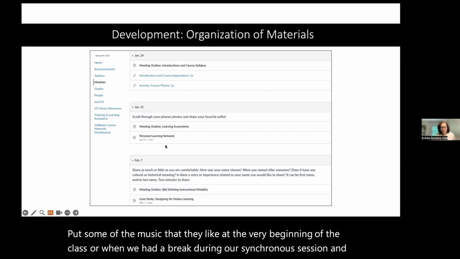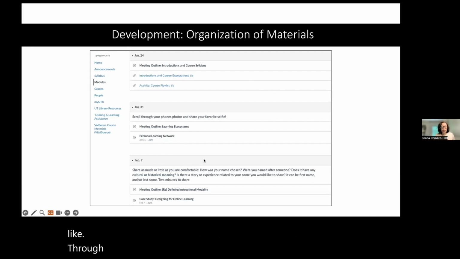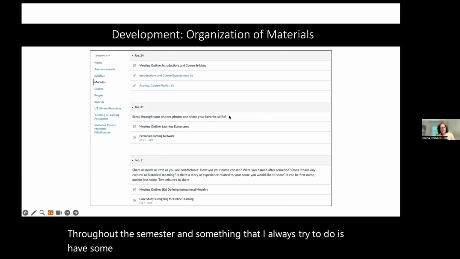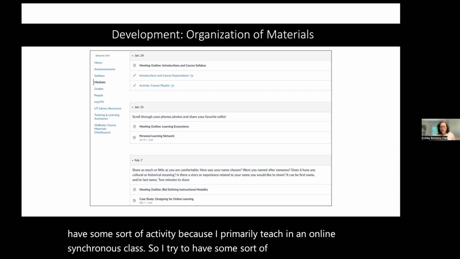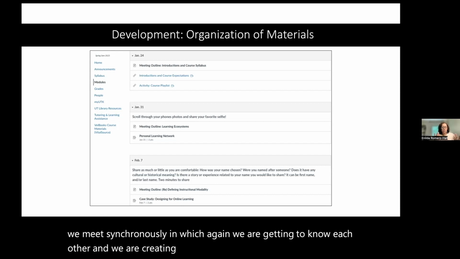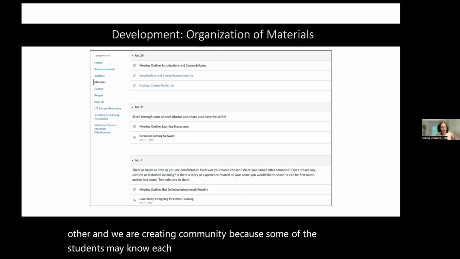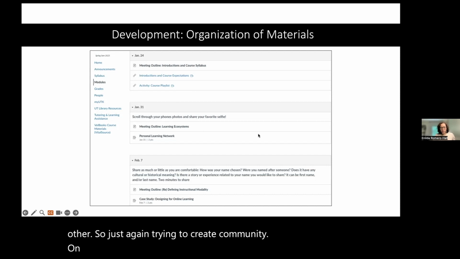And here you can see a few other outlines of what the modules look like throughout the semester. And something that I always try to do is have some sort of activity, because I primarily teach in an online synchronous class. So I try to have some sort of activity when we meet synchronously, in which, again, we are getting to know each other. We are creating community because some of the students may know each other, some of them do not know each other. So again, I'm trying to create community and increase social presence.